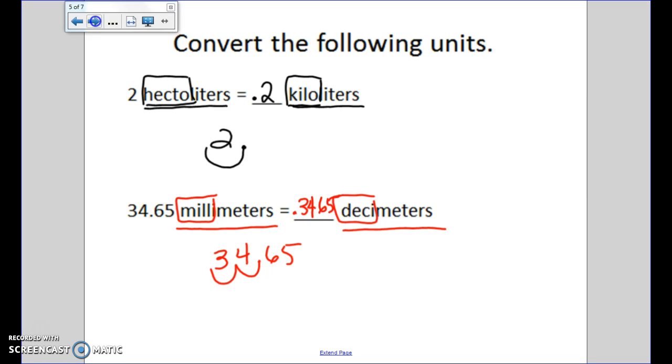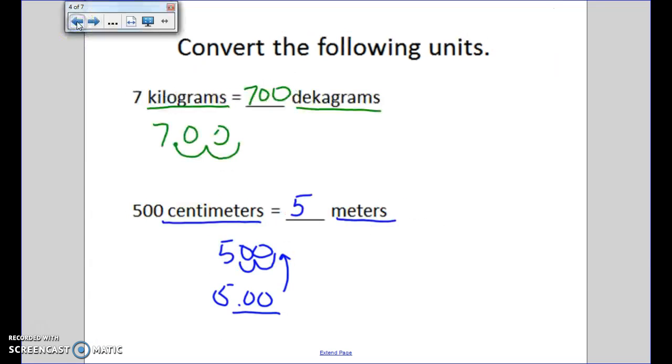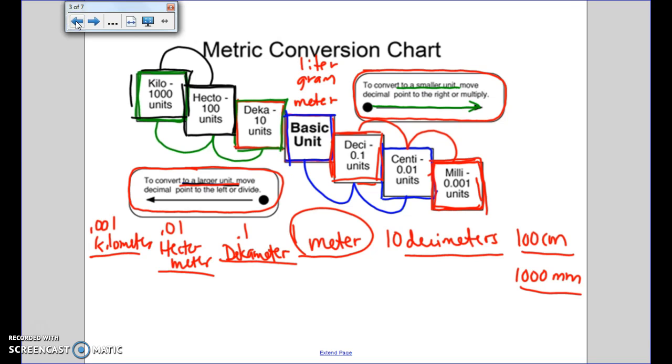All right, so there you have it. That's how the metric chart works. Let's just do 2 more for good measure here, and we're going to go from grams without a prefix. See, there's no prefix, no kilo, hecto, deca, anything like that, to kilograms. So let's take a look here. So we're going to go from the base unit right in the middle to the kilo unit, way at the top. So we're getting bigger. So we're going to move 1, 2, 3 decimal places to the left.